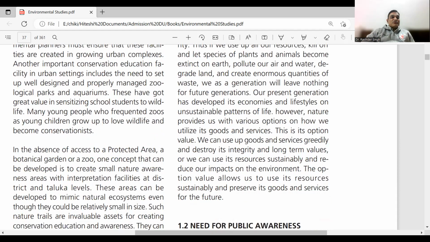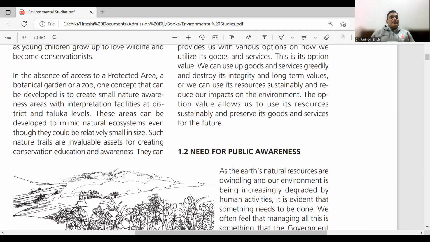conservationists. In the absence of access to a protected area, a botanical garden, or a zoo, one concept that can be developed is to create small nature awareness areas with interpretation facilities at district and taluka levels. These areas can be developed to mimic natural ecosystems even though they could be relatively small in size. Such nature trails are invaluable assets for creating conservation education and awareness.